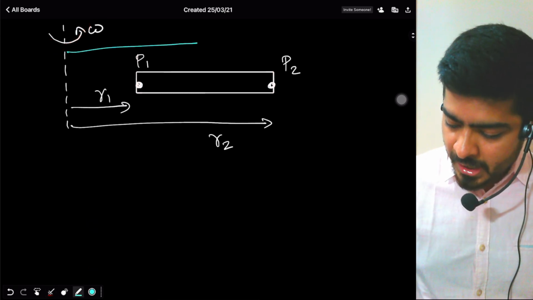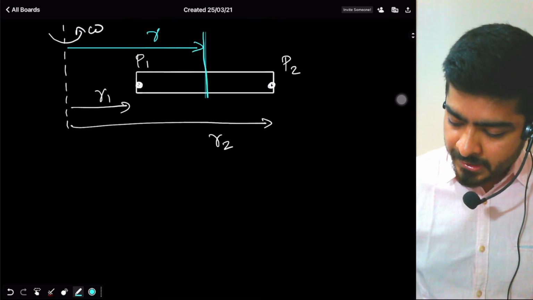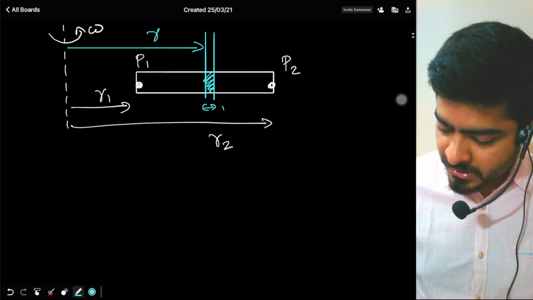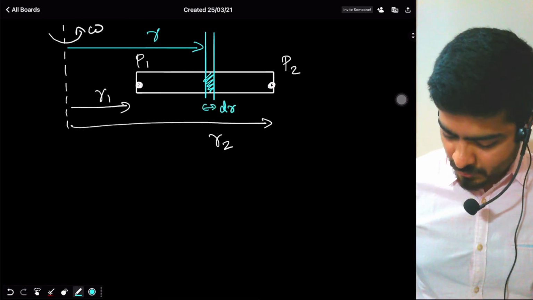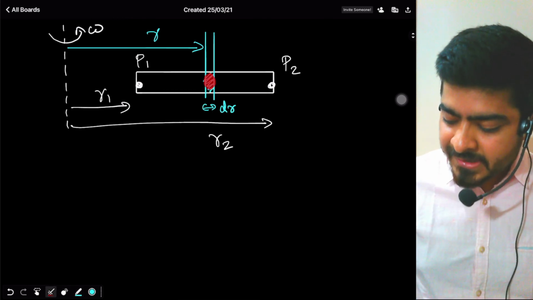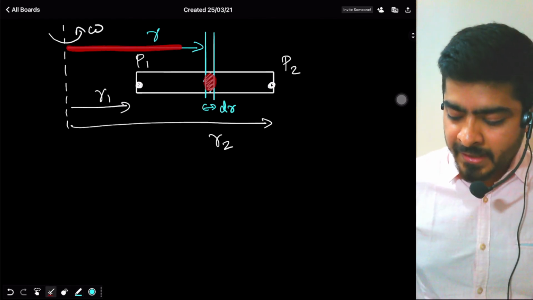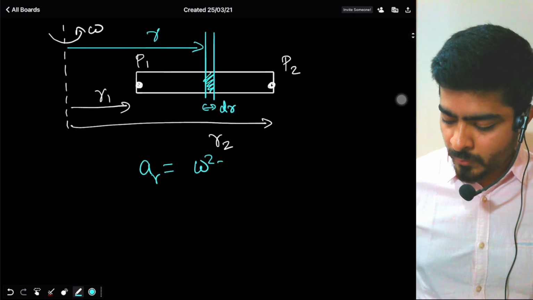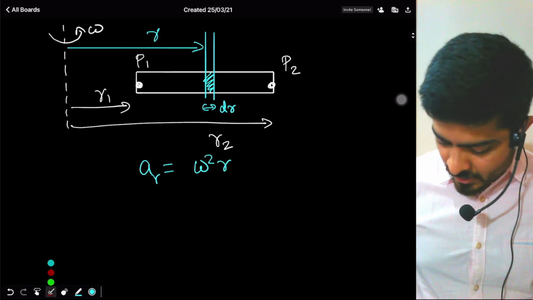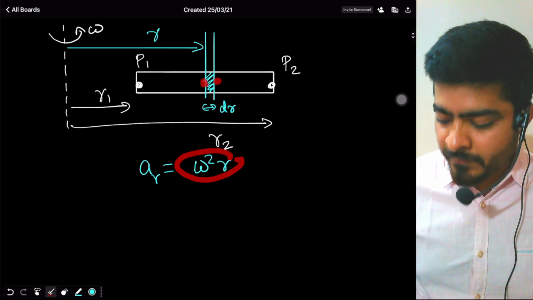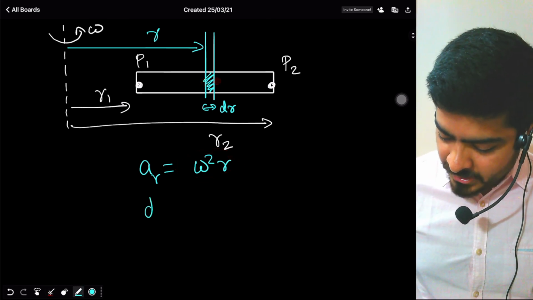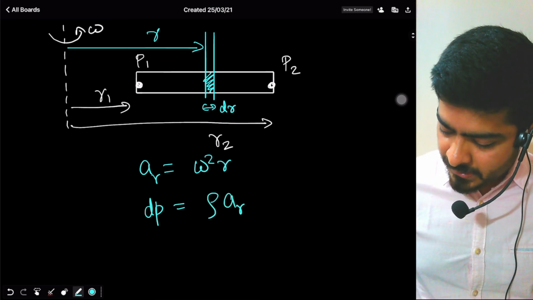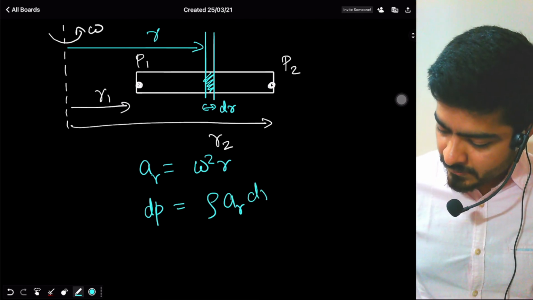At a distance r from the axis, I will take a small section of the liquid over here. The length of this section will be dr. Now, what is the acceleration of this section? It is at radius r and the angular speed is omega, so the acceleration of the section will be omega square r, the centripetal acceleration. Because of the centripetal acceleration, there will be a pressure variation across the 2 points. So that pressure difference dP will be rho times a_r times dr.